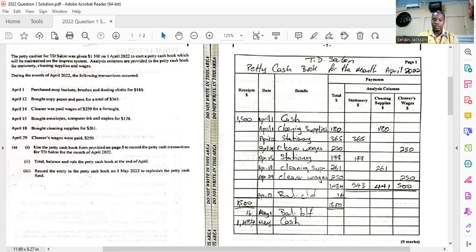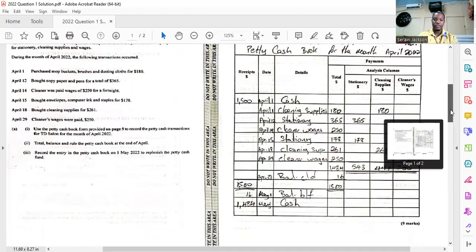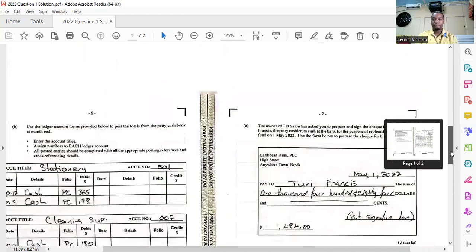And then remember, under the imprest system, whatever you spent is what you need to reimburse the petty cashier with, which is 1,484. And there it is, right? So May 1, cash, 1,484. And that's 9 marks. Very simple and very straightforward.